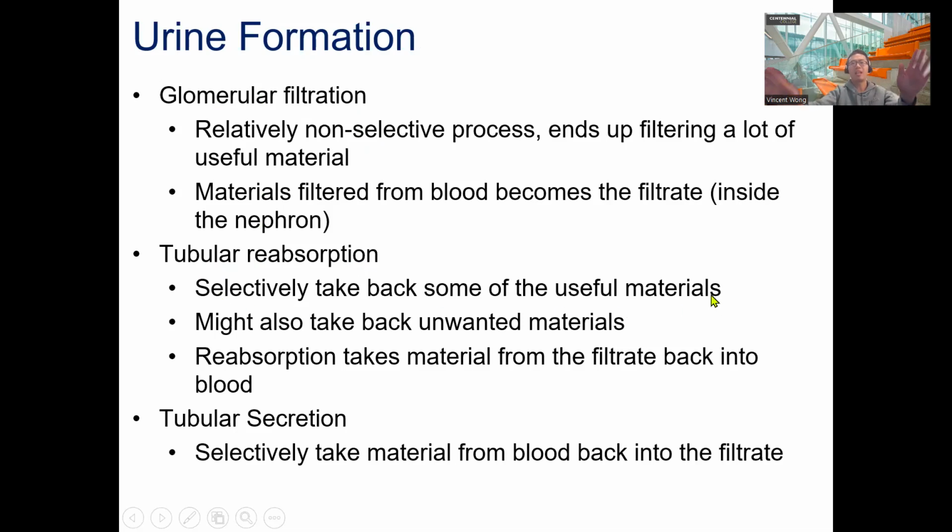Remember that two conveyor belt thing I was telling you, right? The filtrate and the blood. So you take whatever's in the filtrate that you want to keep, put it back in the blood. That happens along the rest of the way in the nephron. And we also have tubular secretion, which is the other way now, right? You're taking things that you've missed in the blood and you put it into the filtrate.